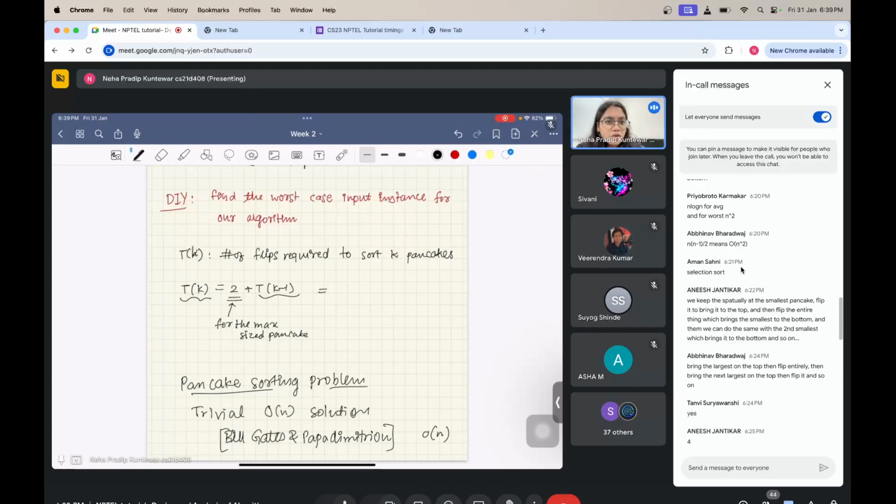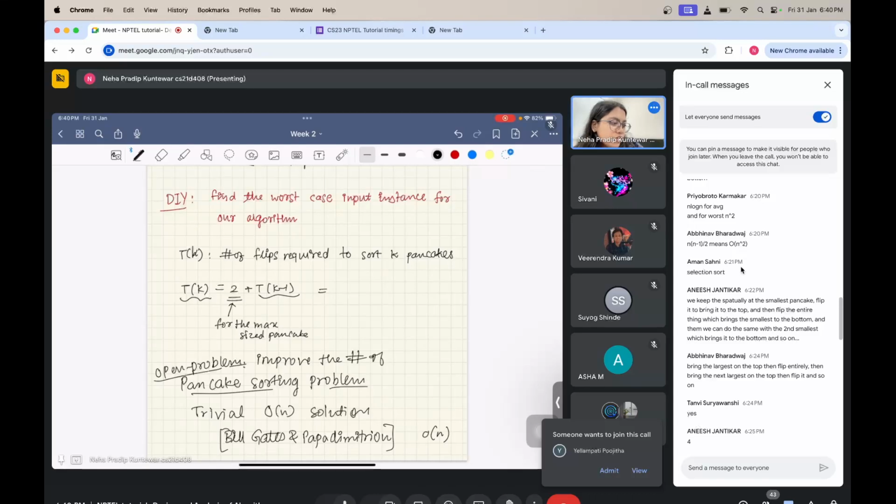You'll find a lot of articles about this, but the lower bound that we have is also not very good. I think it's something like logarithmic, although I don't exactly remember. So there's a huge gap between the upper bound and the lower bound. So it's an open problem to improve the number of flips, or running time, let's say.